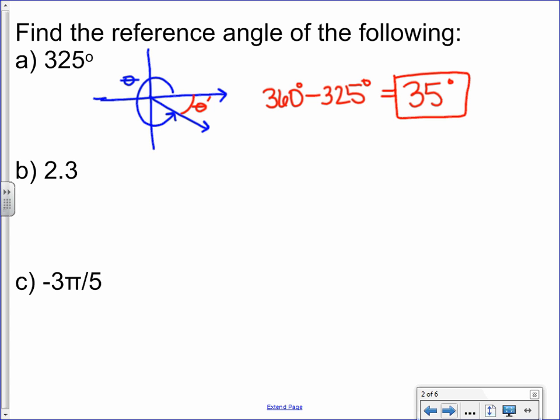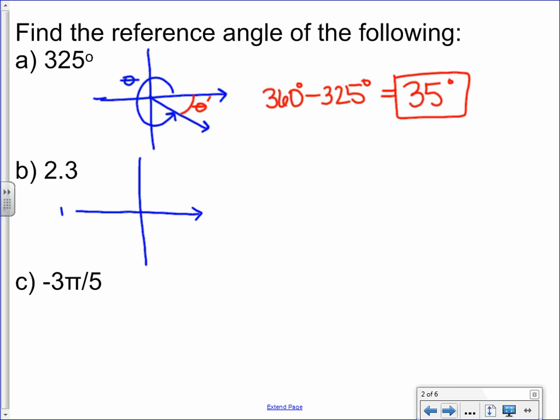All right, 2.3. Where's that? Is this in degrees or radians? It's in radians. Okay. So 2.3 radians, where would that lie? It's not in the first quadrant. It's in the second quadrant. Okay?